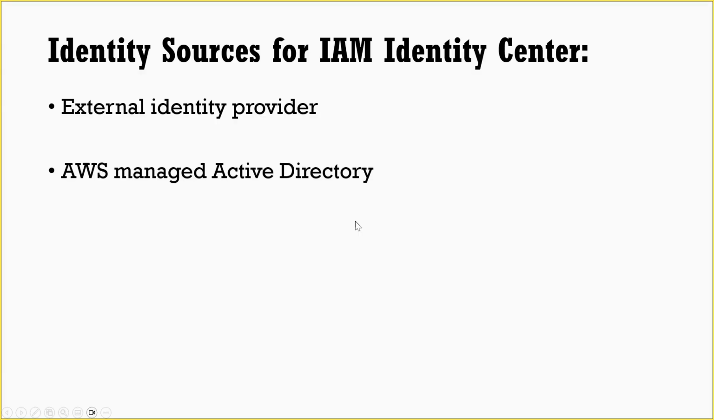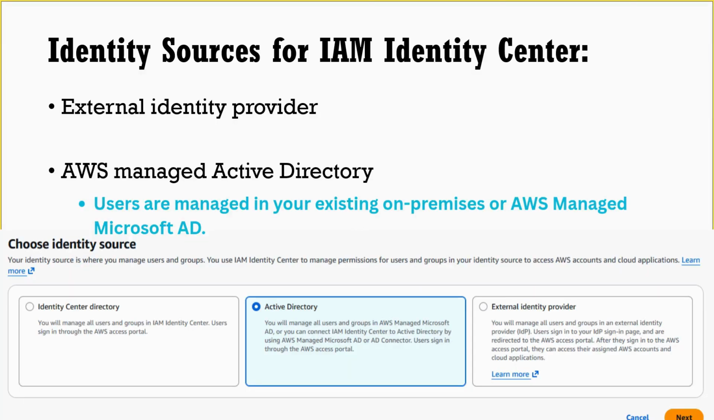The second option is Active Directory. Choose this option if your organization already uses Microsoft Active Directory, either on-premises or AWS Managed Microsoft AD. AWS IAM Identity Center integrates with your existing Active Directory, allowing your employees to use their existing Windows or corporate credentials to access AWS accounts and applications. This option is commonly used by enterprises that already have an established Active Directory environment.